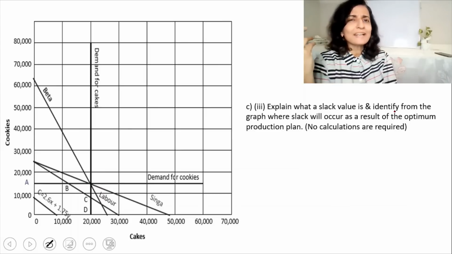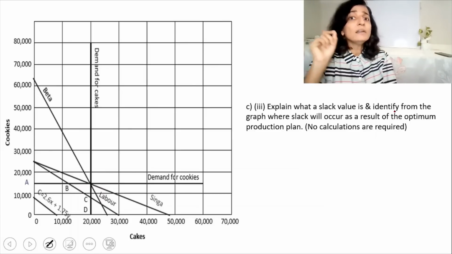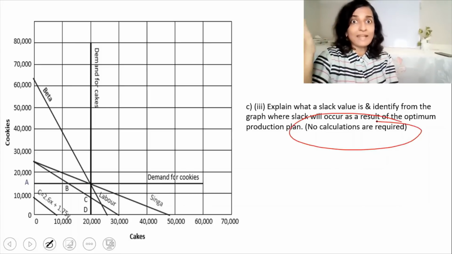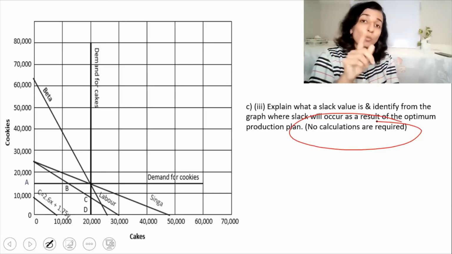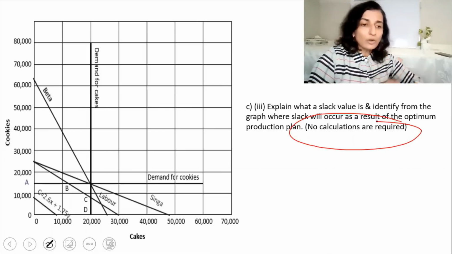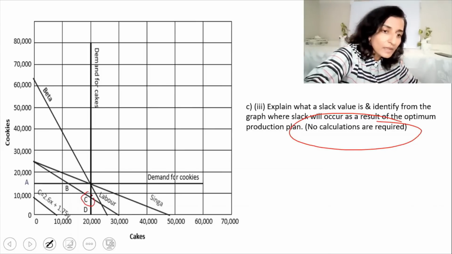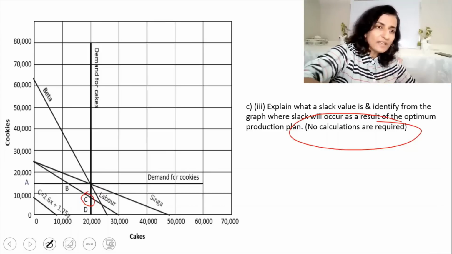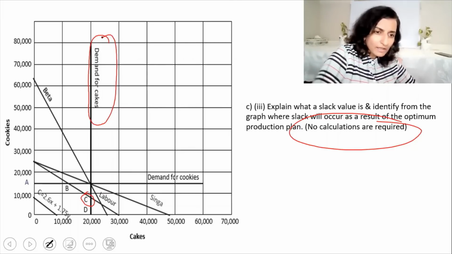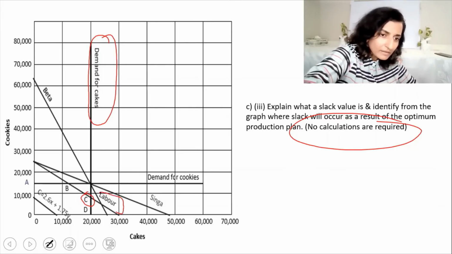So what do you mean by slack? Slack is nothing but unutilized resources. So since no calculations are required, we don't need to calculate. We have to just mention which resources have got slack or unutilized resources. Now look carefully at point C. Point C is caused by the intersection of the demand of cakes and the labor line, correct?